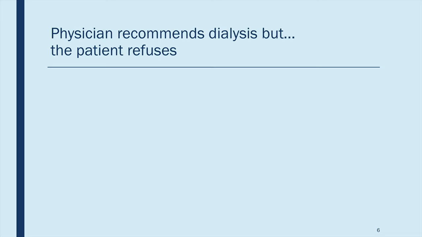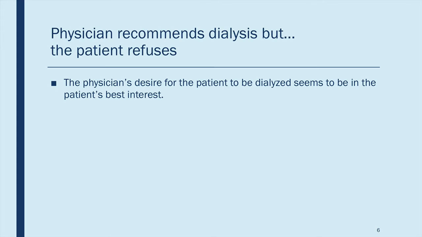Imagine a physician recommends dialysis to a patient who then refuses to start on dialysis. The physician's desire for the patient to be dialyzed seems to be in the patient's best interest. The patient needs dialysis. This would be an example of a conflict between physician and patient, one which will require serious persuasion on the part of the physician. This is not, however, a conflict of interest.